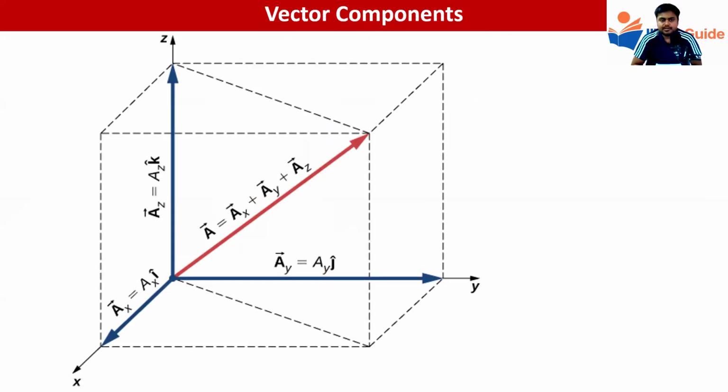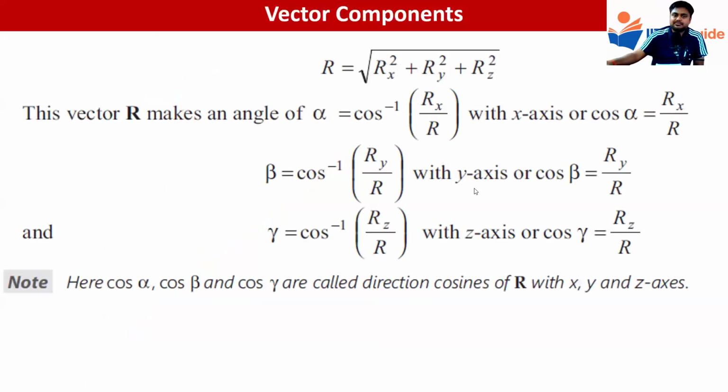For 3D, we have to add the z component also, like in the k direction. Now, this is very important. The angles made by the vector with the x, y, and z axes are going to be cos inverse of rx divided by r, ry divided by r, and rz divided by r, respectively. This has to be kept in mind, and we have to be very clear about this.